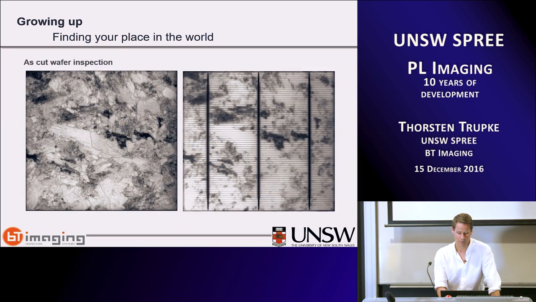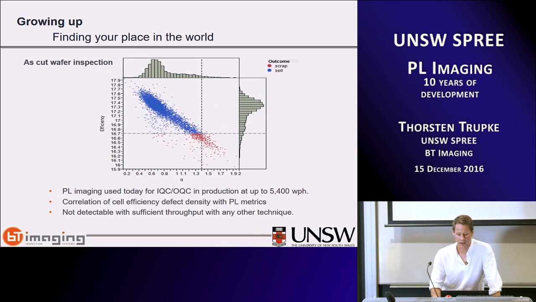And what we have shown in previous trials is that the defects that you see in the raw wafer, shown here on the left, remain as recombination active defects in the finished cells. And that in turn allows us to make a prediction on the efficiency based on the features that we see in the raw wafers. And here you can see that in a large-scale trial with thousands of wafers, we've been able to get a very nice correlation between the measured efficiency of the cells in manufacturing and the predicted efficiency, shown here as a function of the so-called Q factor, which is a metric that we use at BT Imaging.